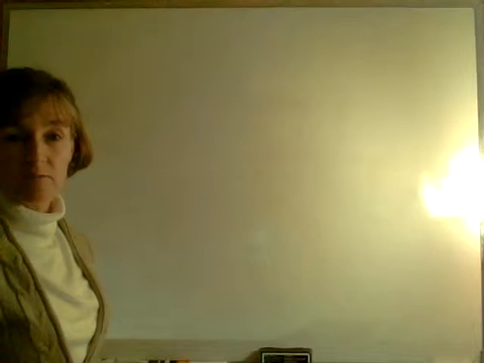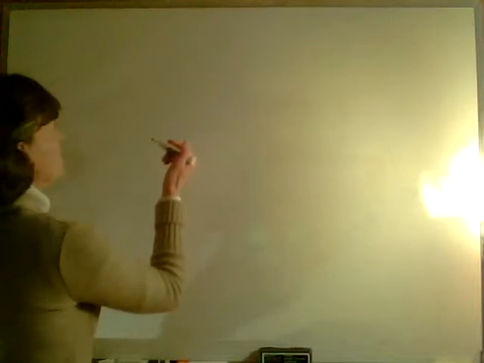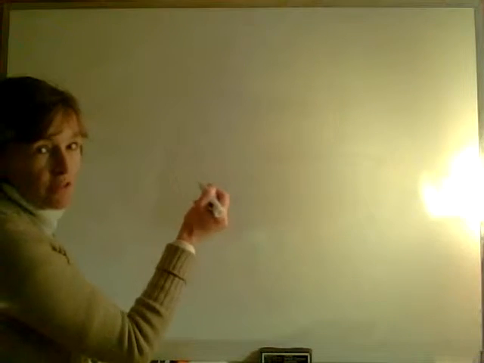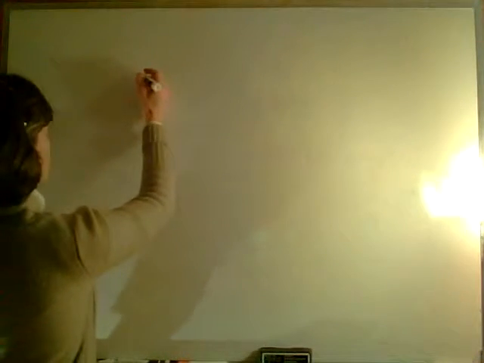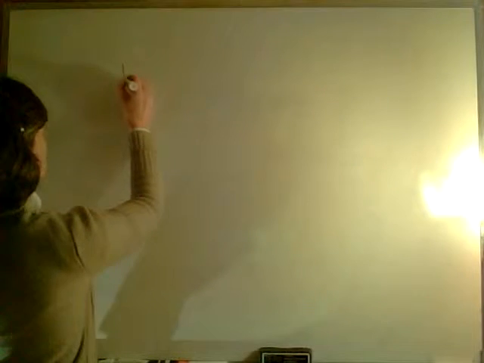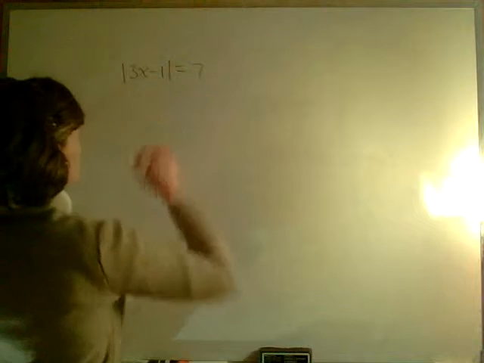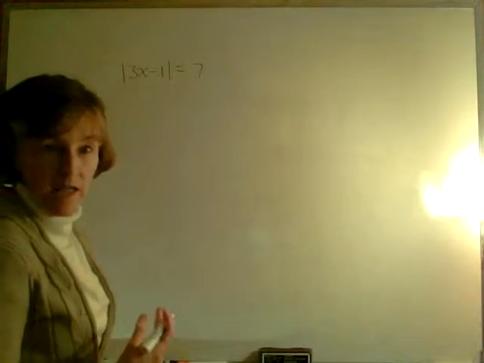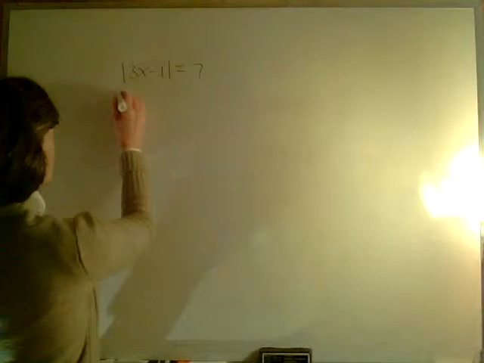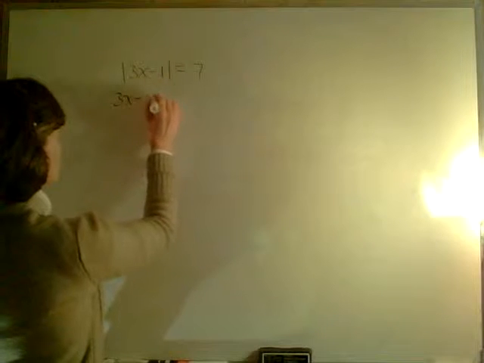All right, to solve absolute value equations and inequalities, you write two equations or inequalities. Let me give you an example. So here's the equation, the absolute value of 3x minus 1 equals 7. To solve this absolute value equation, I'm going to write two equations.